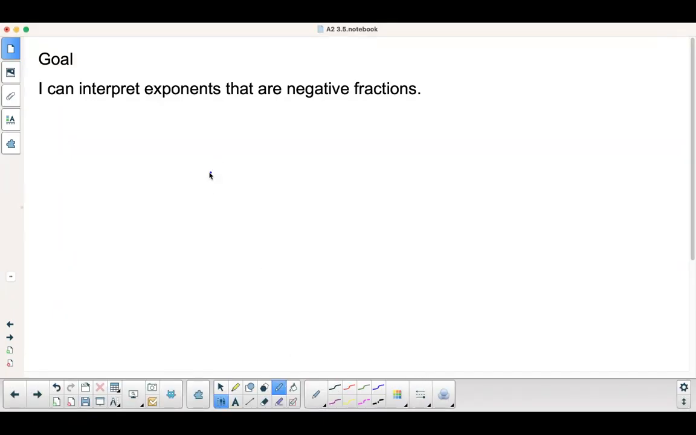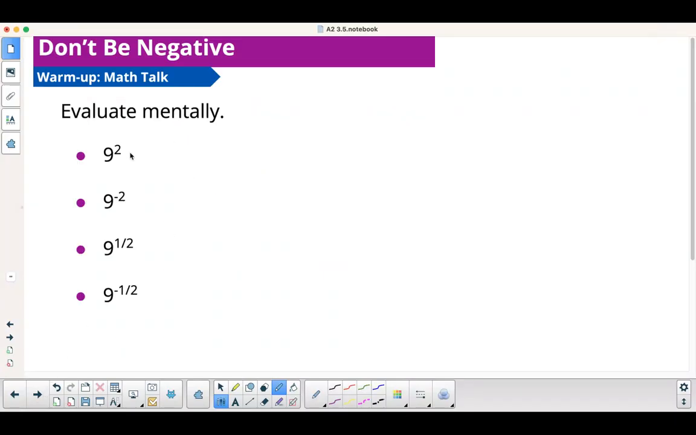So if I give you something like 3 to the negative 1/3, what is that going to equal without a calculator? That's what we're trying to do. A lot of kids just reach for their calculator here, but we're going to try to interpret it without one. All right, evaluate mentally. 9 squared, 9 times 9 is 81.